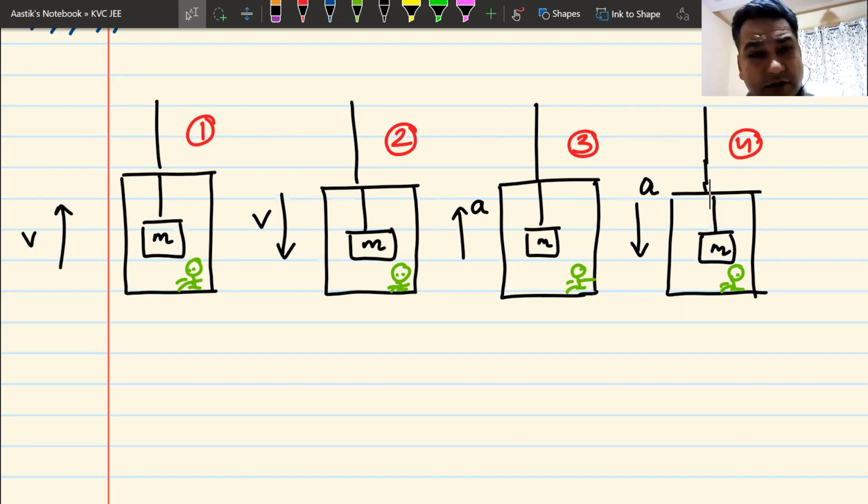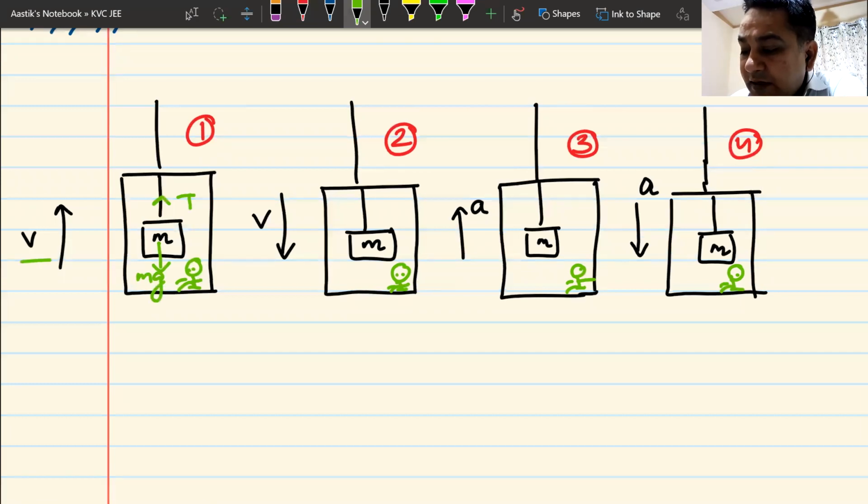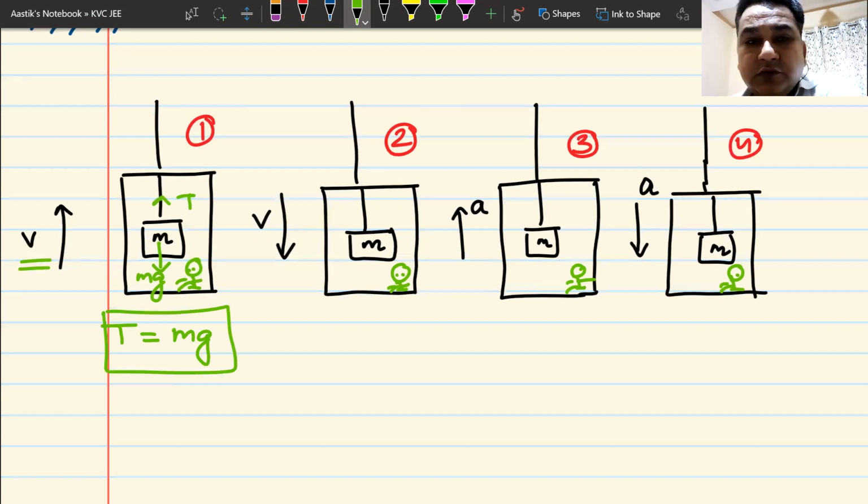In all the cases, you have to write the equation from the green hulk's point of view. Let us write the equation now. First case, T upwards, mg downwards. The lift is moving with a uniform velocity, so it is still an inertial reference frame. So the equation becomes T is equal to mg. There is no acceleration, so you should not apply any pseudo force. All of us got this? Can I have some raised hands?